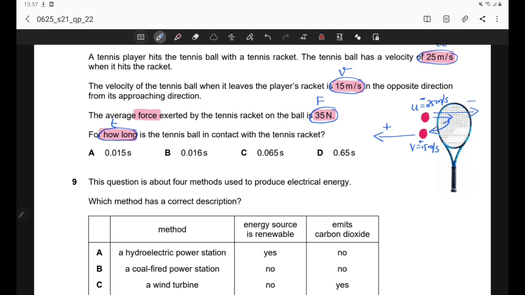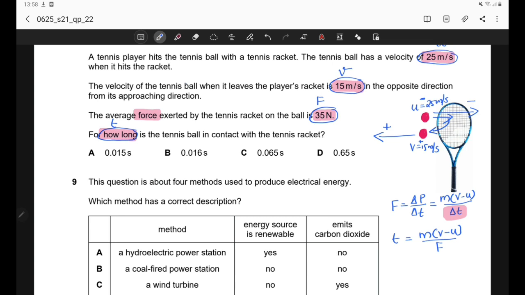Now we can use the equation: force is rate of change of momentum, where change in momentum is mass times change in velocity, that is final velocity minus initial velocity, over time. So here we have to calculate time. So we can make time the subject. Therefore we will get time is equal to mass times final velocity minus initial velocity over force.